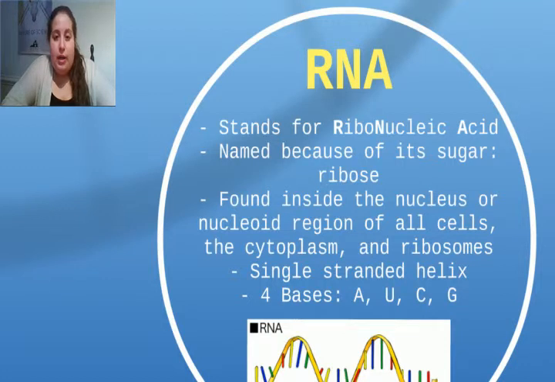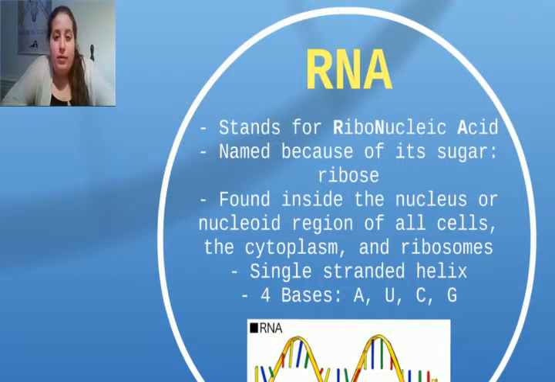Our next nucleic acid is RNA. That stands for ribonucleic acid, because of its sugar, ribose. So if deoxyribonucleic acid is named because of the deoxyribose sugar, we can think that ribonucleic acid is named because of its ribose sugar.